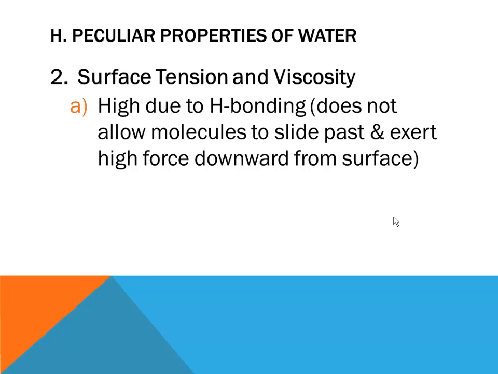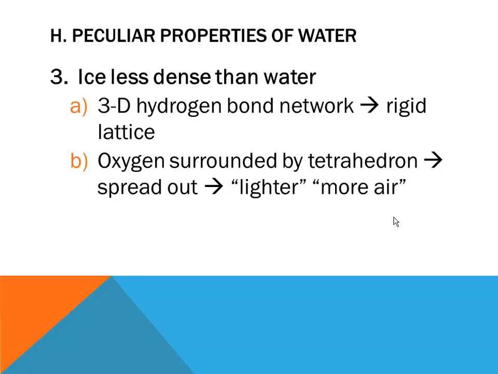Surface tension and viscosity of water. Again, the reason why they have high surface tension and viscosity is because of the hydrogen bonding. It allows molecules to slide and exert certain force downward from the surface. That's why you get that bubble. If you were to put drops on a coin, it would be concave down.